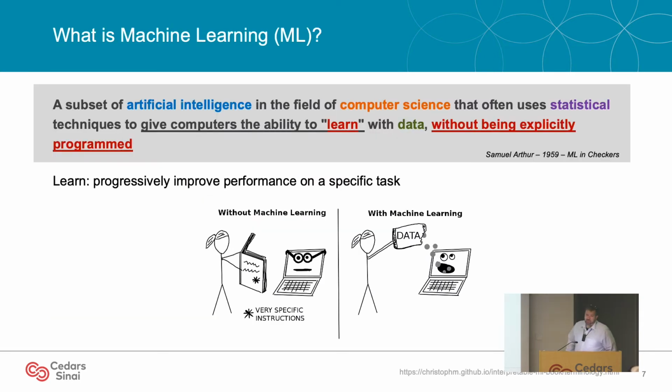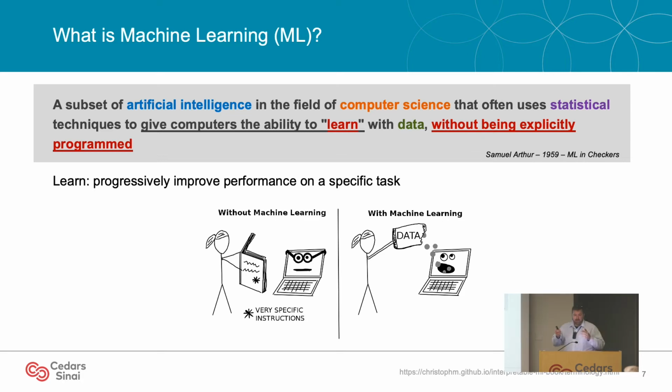Okay, so let's start by defining machine learning. I like this definition from Arthur Samuel in 1959. He defines machine learning as a subset of artificial intelligence in the field of computer science that often uses statistical techniques to give computers the ability to learn with data without being explicitly programmed. And here, the word learn implies progressively improving performance on a specific task. For example, making predictions on whether a patient is going to have a negative or positive outcome.